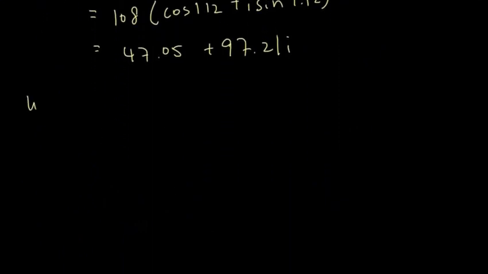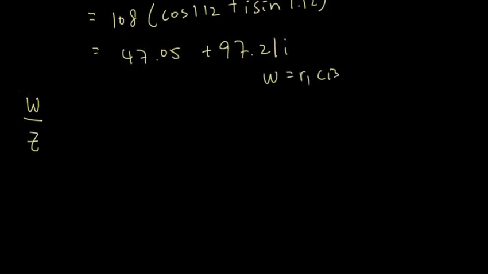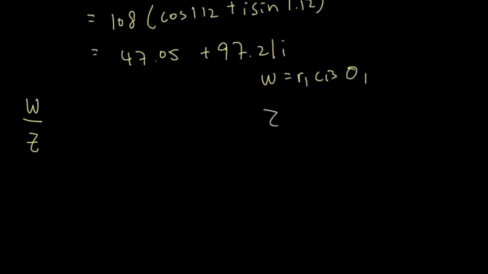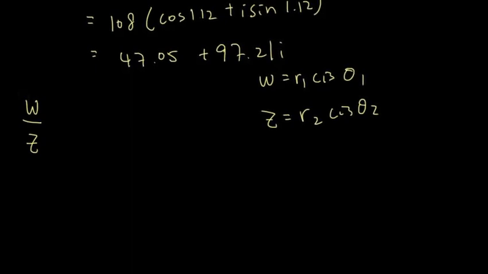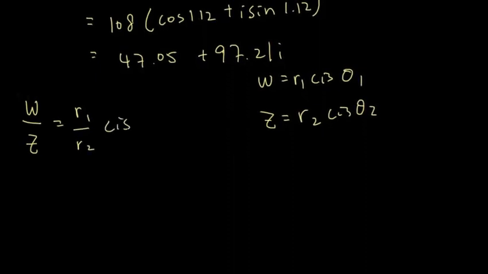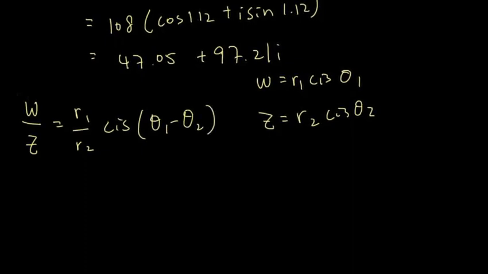Okay, so this is the proof for the product rule, and also for the quotient rule. If you have w divided by z, let's say that w = r1 cis theta 1, and z = r2 cis theta 2, then w divided by z will be r1 over r2 cis, but this time it's the difference between the angles. So it's the angle from the top minus the angle from the bottom.